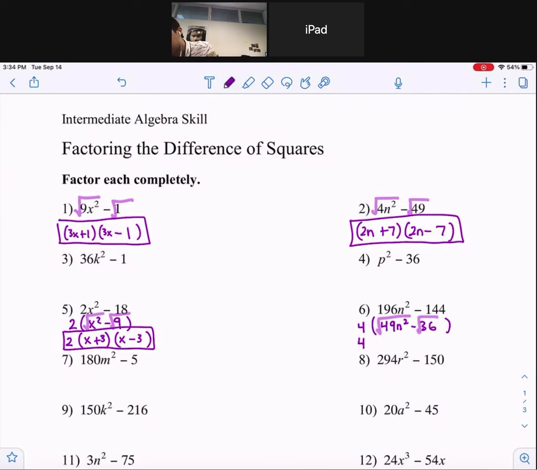So 4, square root of 49n squared is 7n. So 7n, 7n. And the square root of 36 is 6 and 6. Plus and minus.